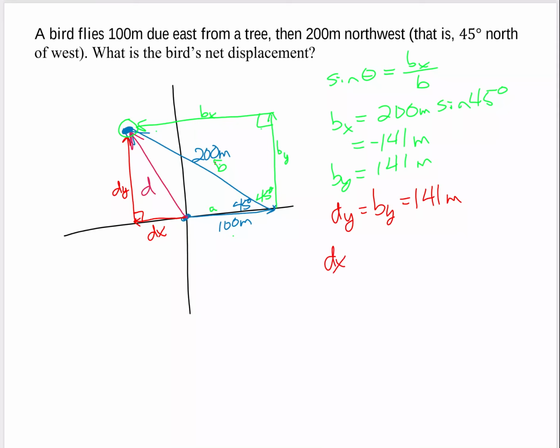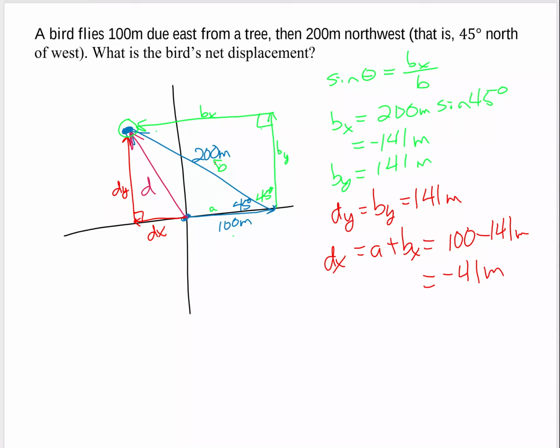d sub x has to be vector a minus, or no, plus, no, minus b sub x. Okay, so this winds up being 100 minus 141 meters. We wind up with negative 41, yeah, negative 41 meters. Okay? I think it'd be plus b sub x. Yeah, I think so too. Or we just don't call that negative, right? Meters.